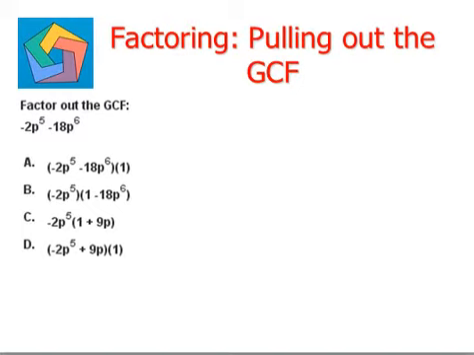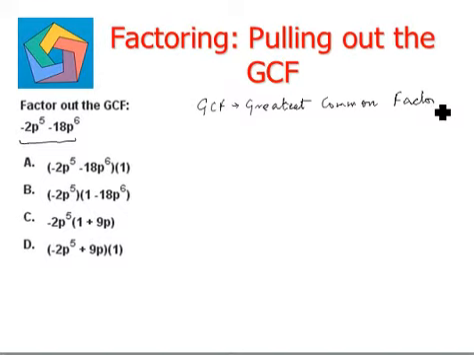To understand the concept, let's do some questions. The first one says factor out the GCF and you're given negative 2p^5 minus 18p^6. First of all, we'll understand what GCF stands for. GCF is nothing but the greatest common factor.